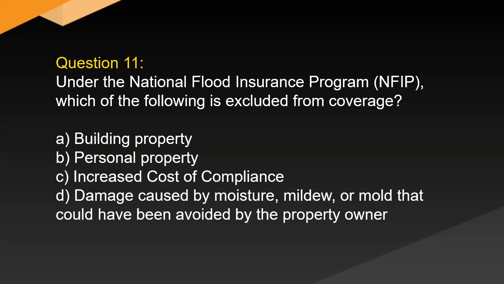Question 11. Under the National Flood Insurance Program (NFIP), which of the following is excluded from coverage? A. Building property. B. Personal property. C. Increased cost of compliance. D. Damage caused by moisture, mildew, or mold that could have been avoided by the property owner.